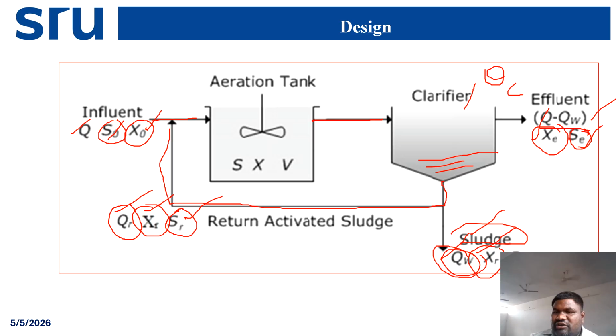If you want to dispose of the effluent into any water body, the BOD concentration should be below 30 milligram per liter. So this is one of the efficient processes to remove BOD, around 85 to 90 percent.